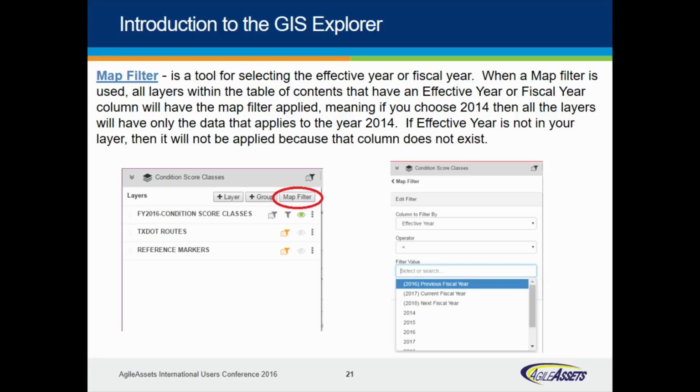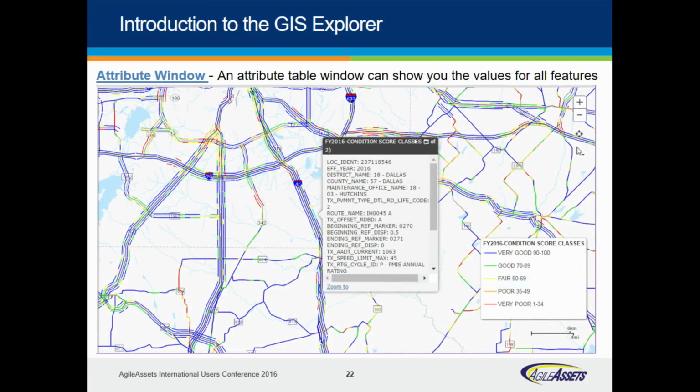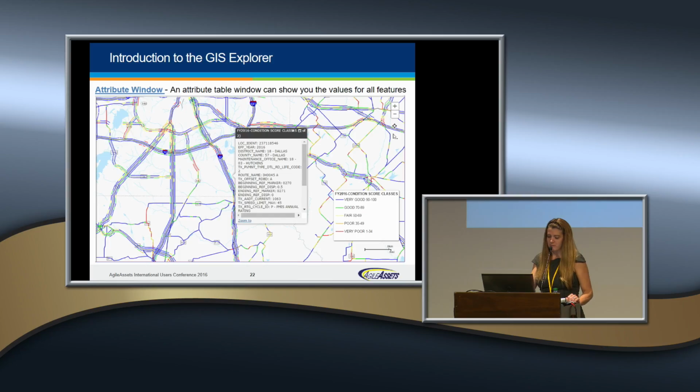And so then you pick your effective year. We also have an attribute window, which many clients find very useful. You can see all of your data associated with that segment. So I can see here the ADT, the route name, it's an AG roadbed, and different information about that feature.